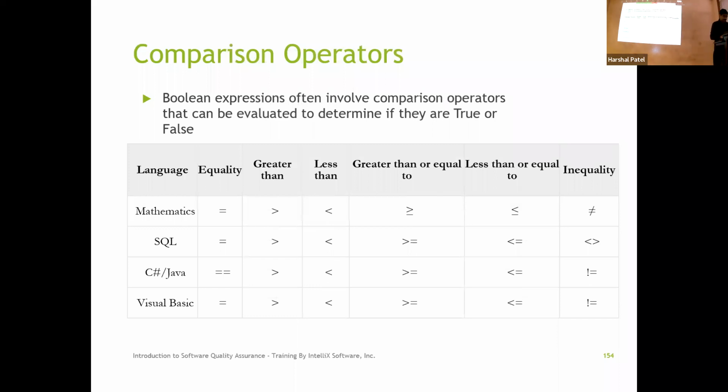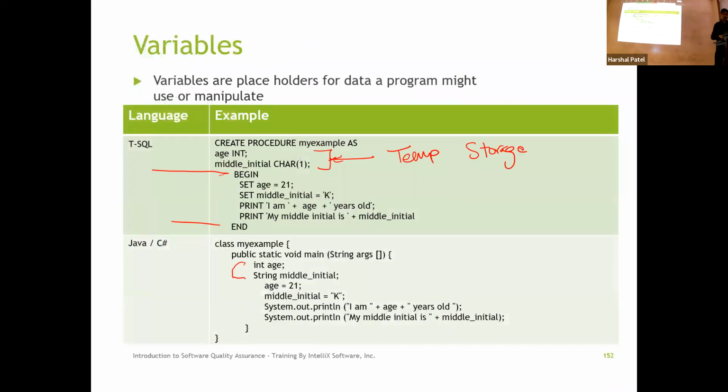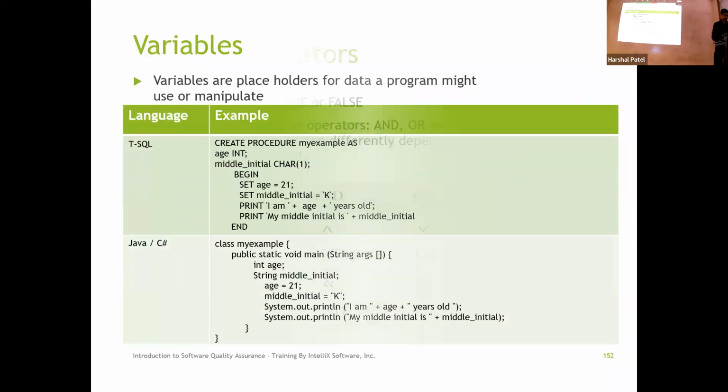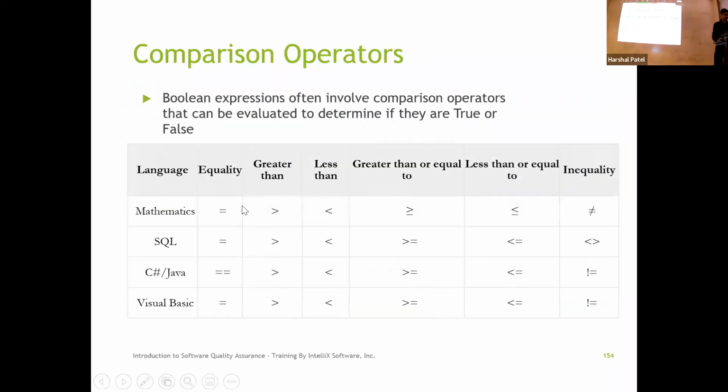So if I go back into mine here, I'm setting this equal to this. So this is an assignment operator. If I have to do equality, then I'll have to do this. Not equal, it'll be this, and so on.